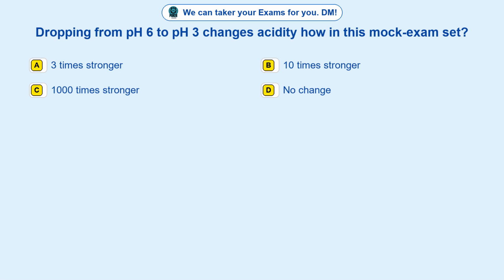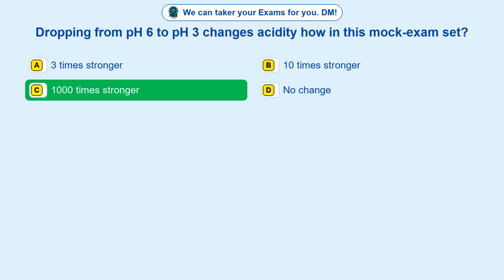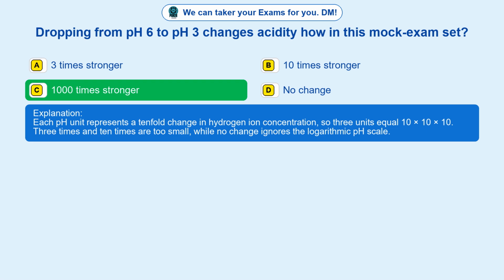Question 53. Dropping from pH 6 to pH 3 changes acidity how in this mock exam set? Option A, 3 times stronger. Option B, 10 times stronger. Option C, 1000 times stronger. Option D, no change. The correct answer is option C. 1000 times stronger. Each pH unit represents a 10-fold change in hydrogen ion concentration, so 3 units equal 10 times 10 times 10. 3 times and 10 times are too small, while no change ignores the logarithmic pH scale.